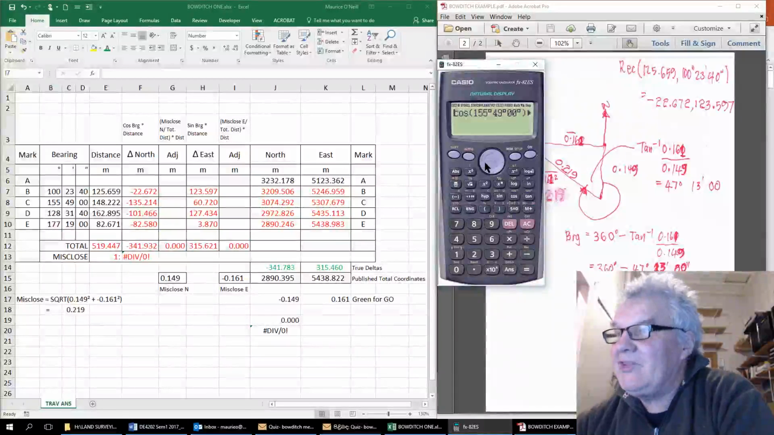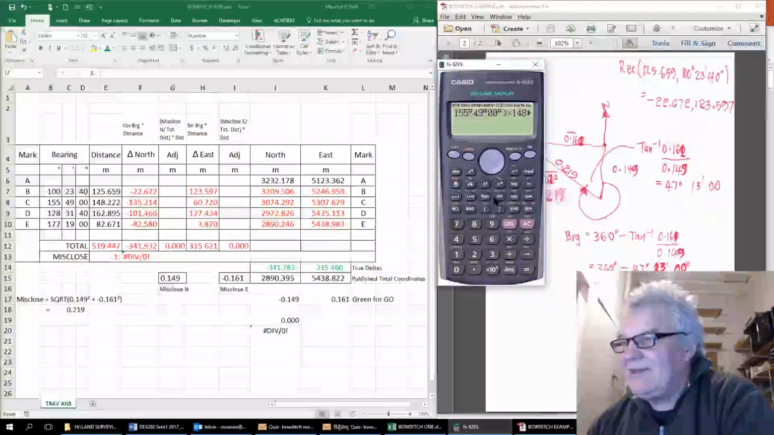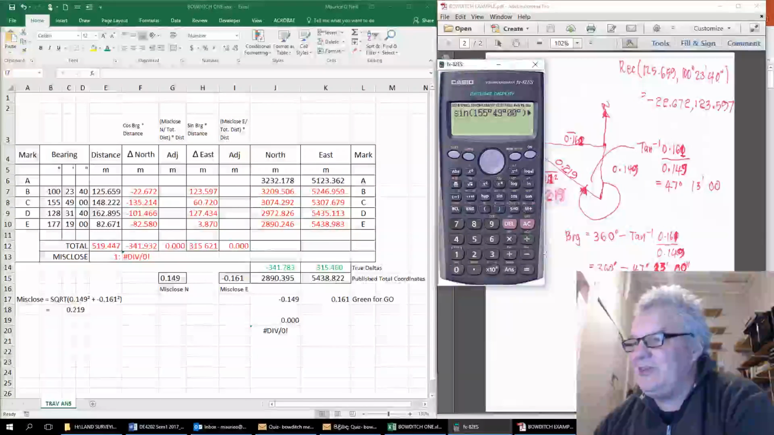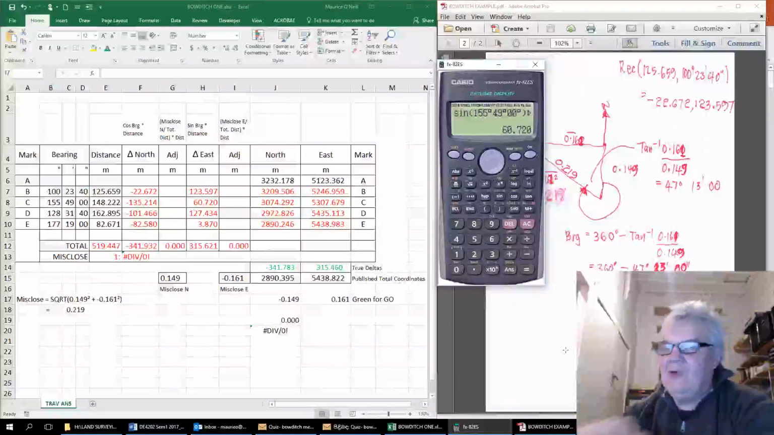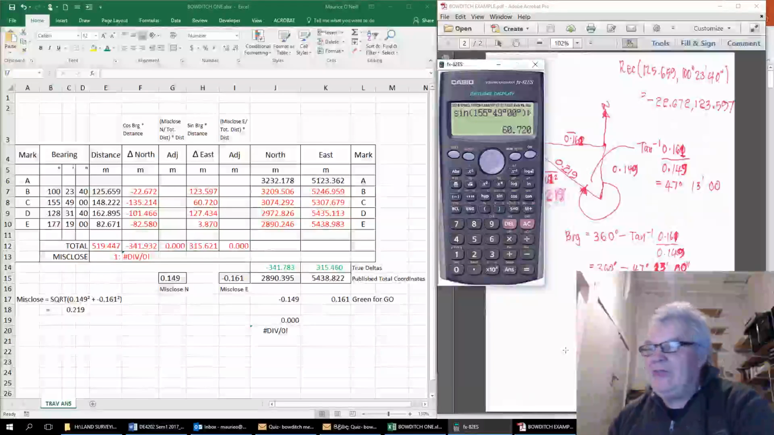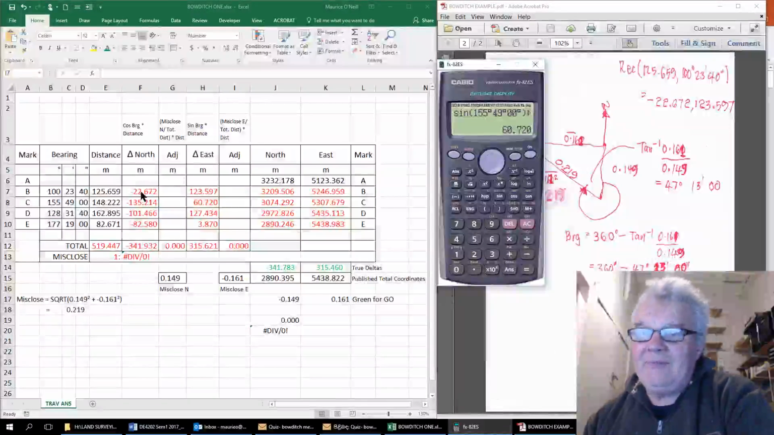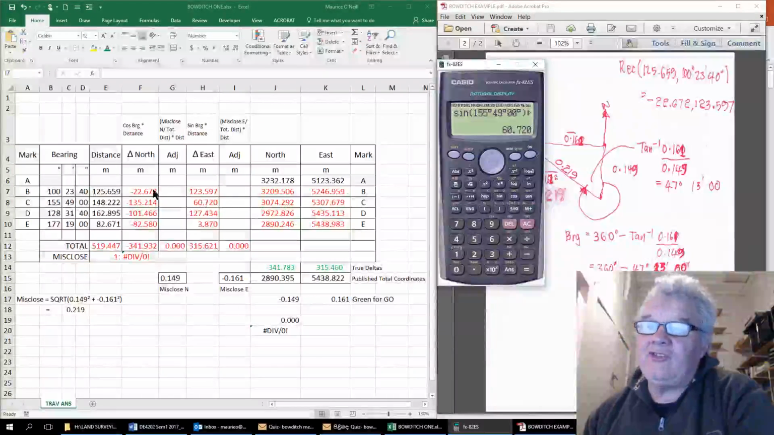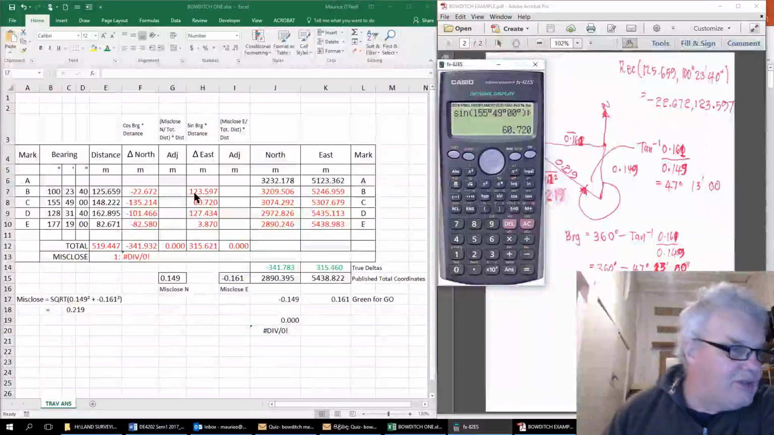I like that because it's sort of foolproof, although if you make the same mistake, you'll make the same mistake twice, I suppose. Equals 60.720, and it's giving the signs and everything. So that's all very good. Now there is another way of doing this. Just remember that these are rectangular coordinates, the delta N and delta E, so your rectangular coordinates.